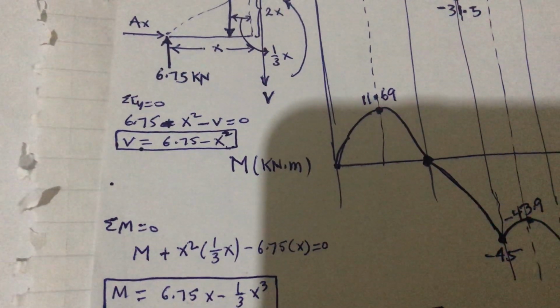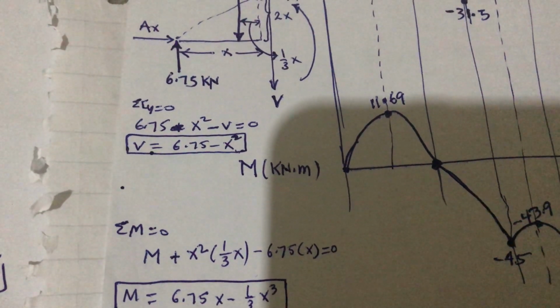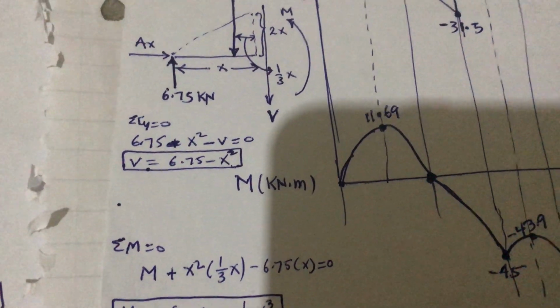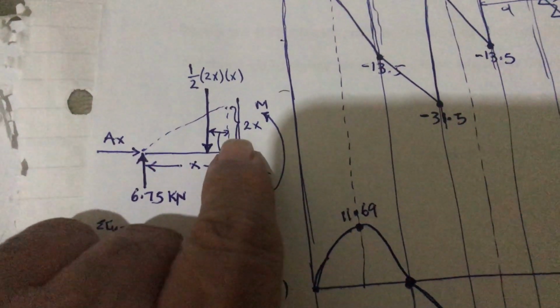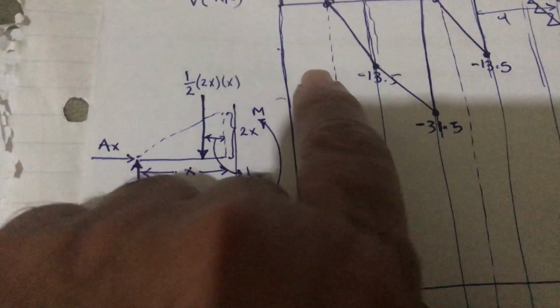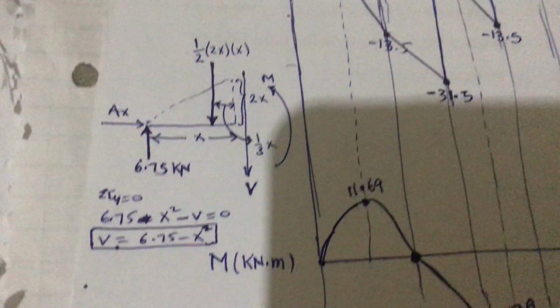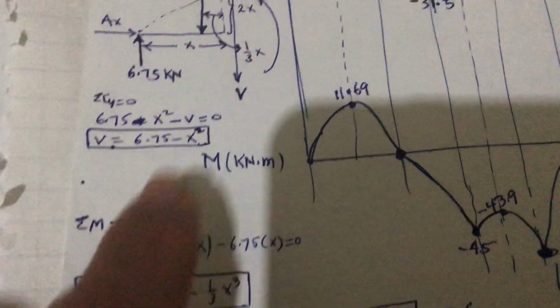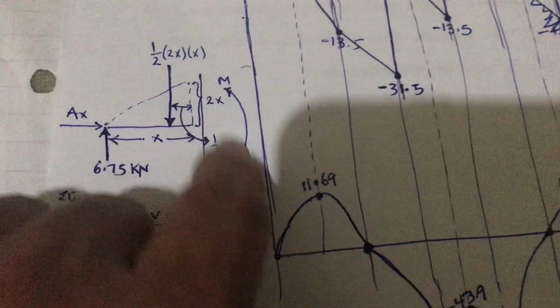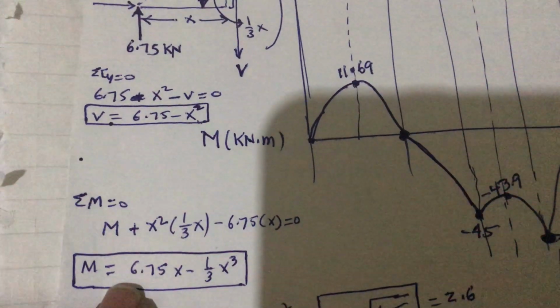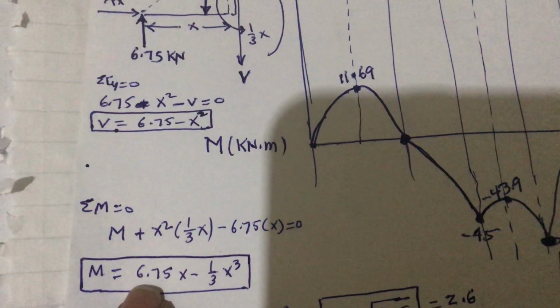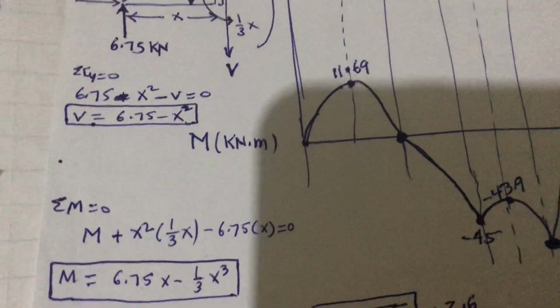Let's find the moment. Summation of moment at 0. So we'll take moment at this point. So we could take the shear off. This is going to go plus, and this is going to go negative. So plus, of course, the moment that we assume that we have to take care of. It's going to be like that. So the moment is equal to 6.75x minus 1/3 x cubed.